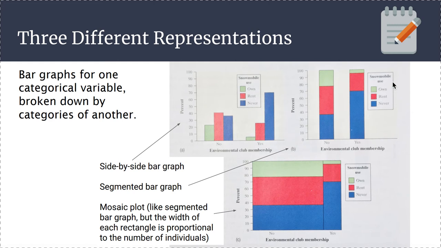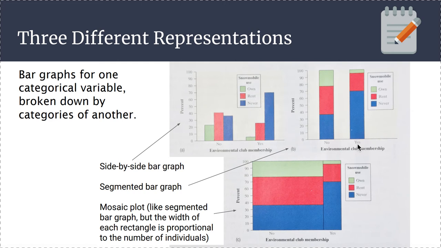All right. Segmented bar graphs is actually what we did in class. Here is the same information for our environmental club membership, no versus yes. But this time, in our no category, we're figuring out, of those people, what percentage of them never rent or own snowmobiles. So notice it adds up to 100%. We can really quickly tell within each of these categories what is the relative frequency within each category. And again, we can make the case that there seems to be an association between environmental club membership and never using a snowmobile.